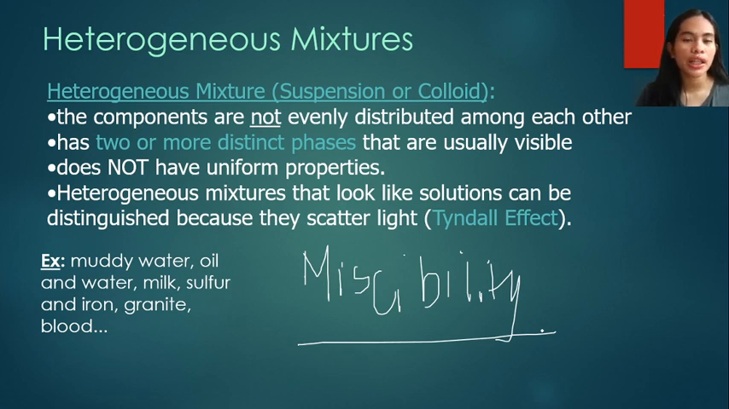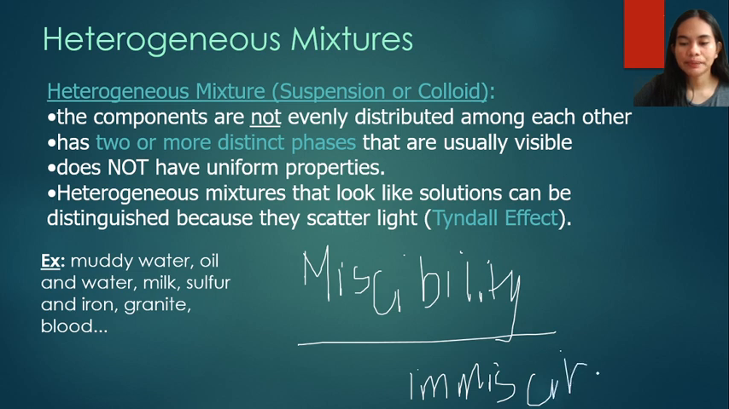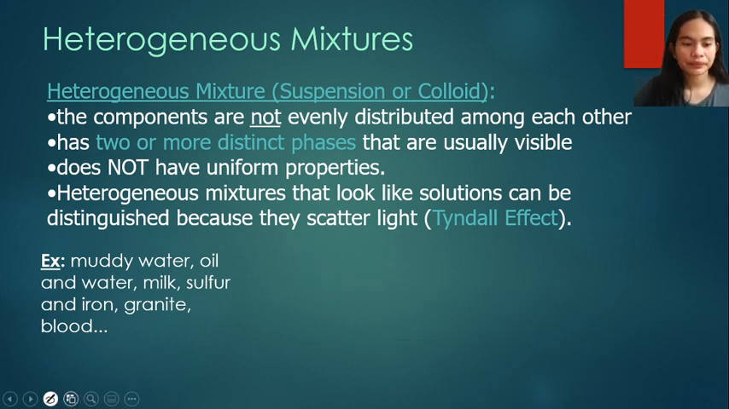So it is miscible. It's mixed. We have an example: oil and water. Can you mix them together? No. That's why oil and water is considered immiscible. So if it cannot be mixed with each other, the term is immiscible. If it can be mixed with each other, that is miscible.